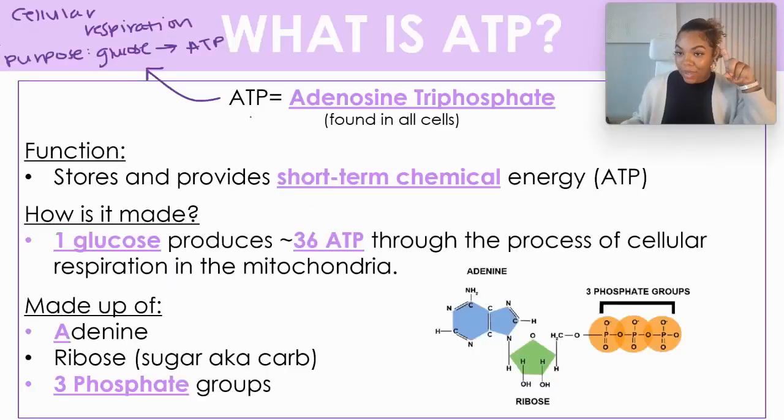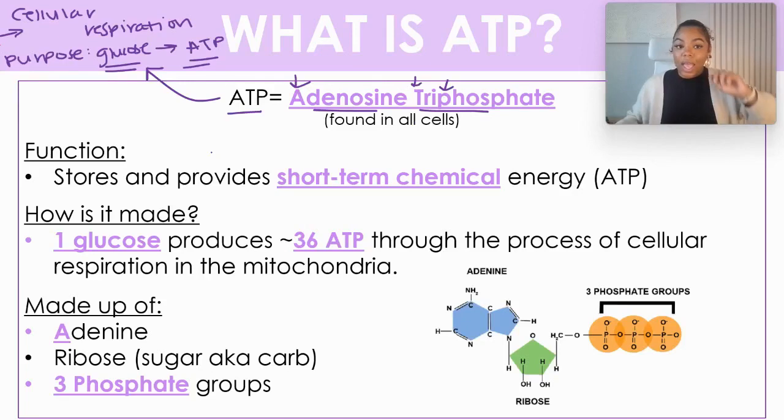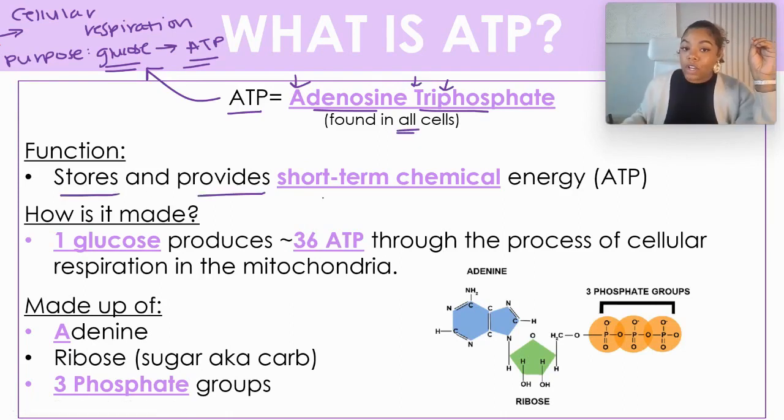So it is key to note here that the whole purpose of cellular respiration is to take a molecule of glucose and to make energy from it. This energy is known as ATP. ATP is just an acronym for adenosine triphosphate. Now, ATP is found in all cells because every cell needs energy in order to do its functions. The function of ATP is to store and provide short-term chemical energy.